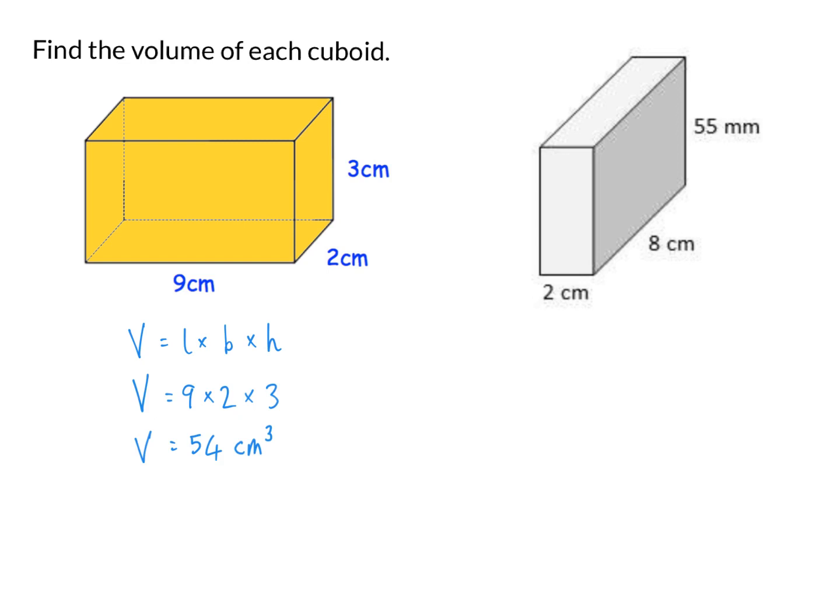Now, the second one here, this grey coloured one, I'm going to find its volume. You'll notice I've got all 3 dimensions. I've got length and breadth, and I've got a height. But if I write down length times breadth times height, I'm going to have to be a little bit more careful. I'm not just going to do 2 times 8 times 55.